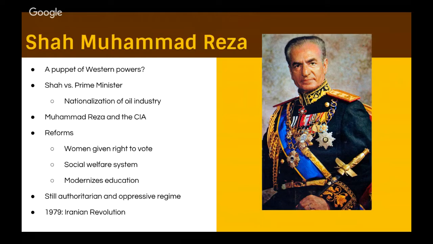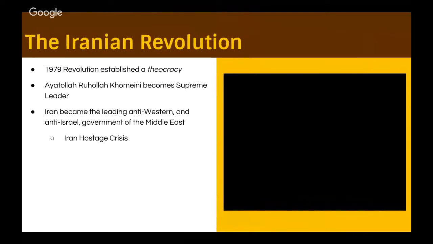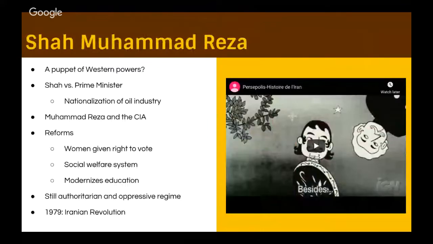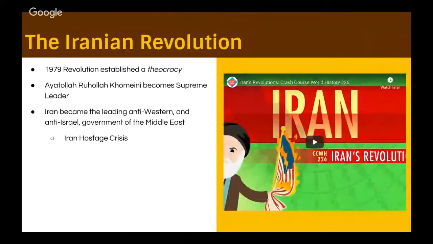And because of that authoritarian and oppressive regime, and one that is seen as being a puppet of the West and not supportive of Islam in any way, the 1979 Iranian Revolution takes place. There's a lot of great videos on this. If you watch the opening of the movie Persepolis, that's a really great one. And there's a Crash Course World History on this too, if you want more information.